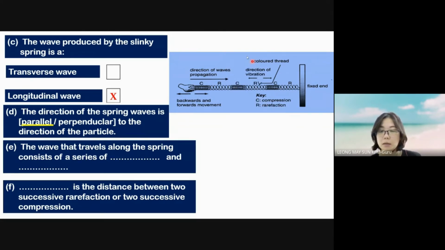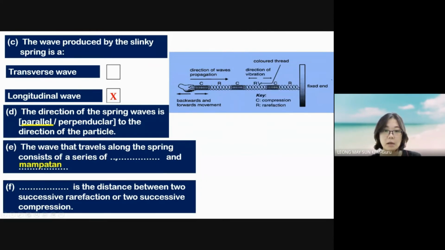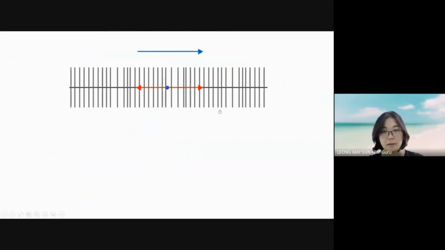Let me just use a highlighter. The direction of the wave propagation and the direction of the vibration are both on the x-axis, therefore they are parallel to each other. So the wave that travels along the spring consists of a series of compressions and rarefactions. And wavelength, that one I'll introduce later on.